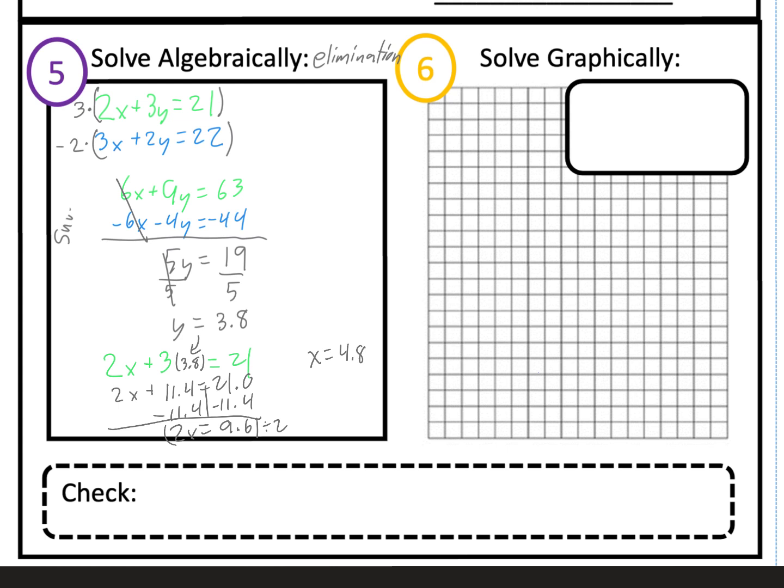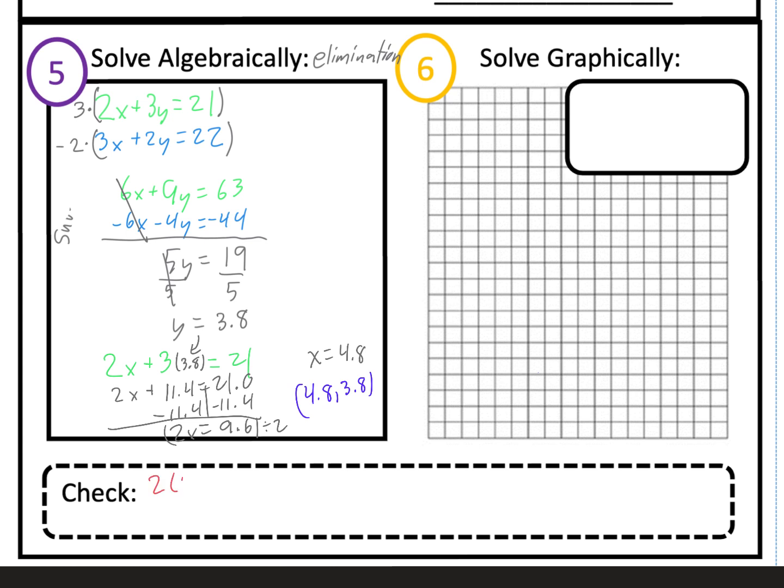means our final point is going to be 4.8, 3.8. Now we need to check and see if this answer was correct. So we're going to plug our coordinates into each of the two equations we were given.